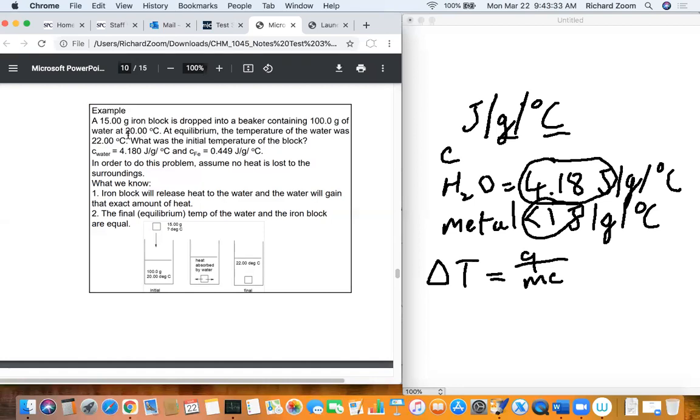So it went up. What that means is that the temperature of the block must have gone down. And I think that's important to realize as well. Because the water went up, we know the iron must be going down in temperature. Because what happened was when the iron was put into the water, it released heat. And that's what caused the water to go up in temperature. Does anybody have any questions so far?